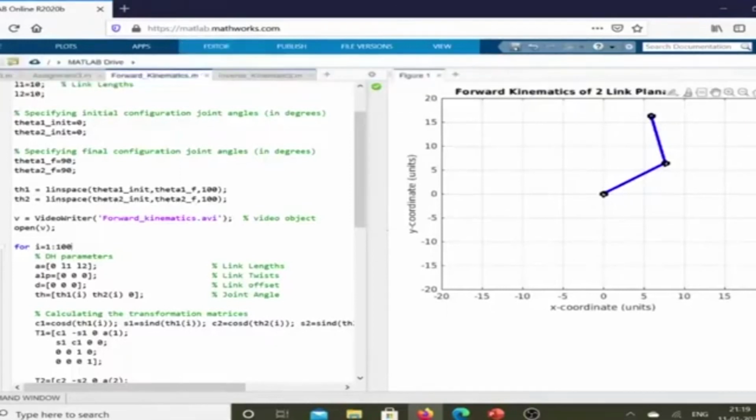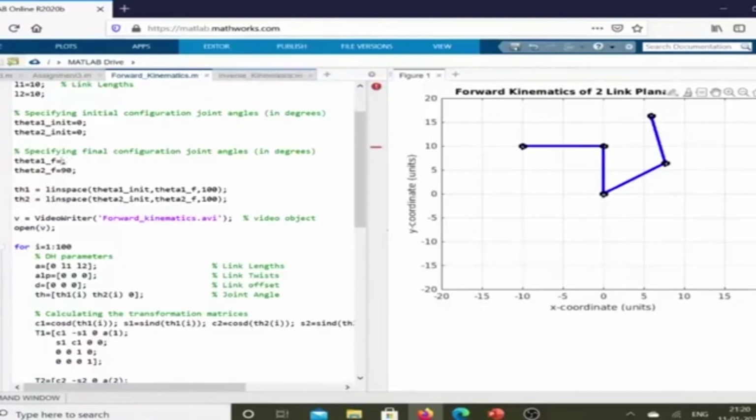When I run it now, it is starting from 0, 0, again doing the same thing, but now the final position will be different. So that's my theta 1 equal to 90 and theta 2 equal to 90 also. This is forward kinematics. Now I can change it again just for fun.